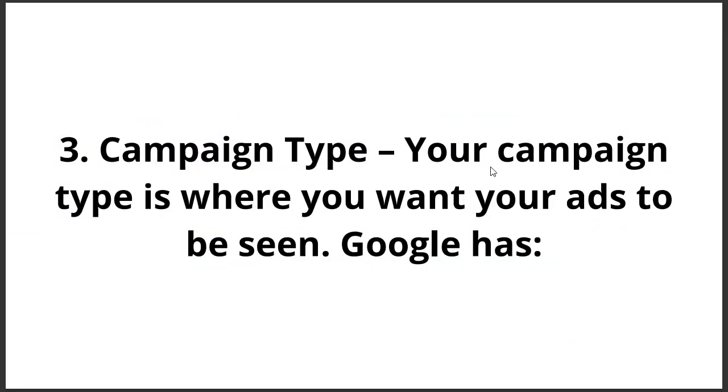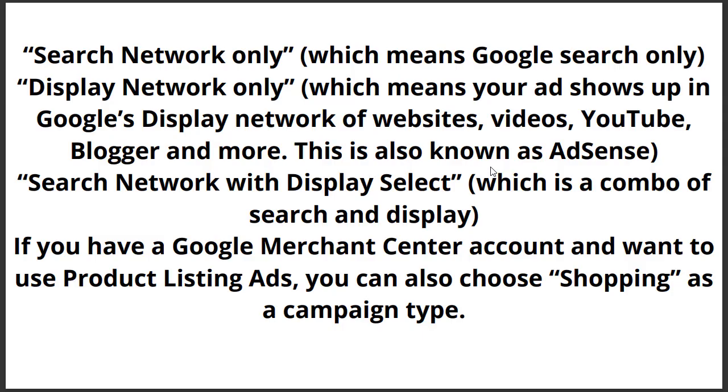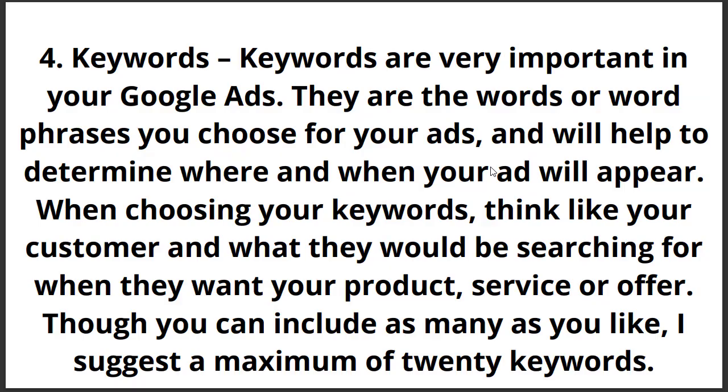What is campaign type? Your campaign type is where you want your ads to be seen. Google has search network only, which means Google search only, and display network only, which means your ads are shown in the Google Display Network of websites, videos, YouTube, Blogger, and more. This is known as AdSense. Then there is search network with display select, which is a combo of search and display. If you have a Google Merchant Center account and want to use product listing ads, you can also choose shopping as a campaign type.